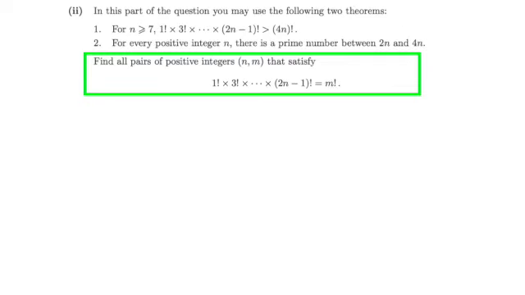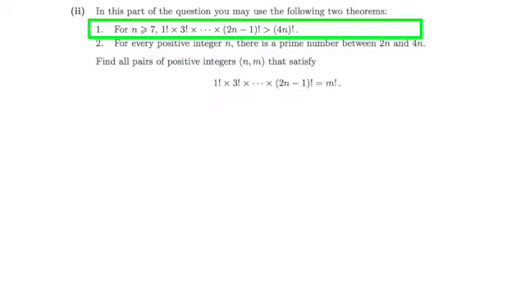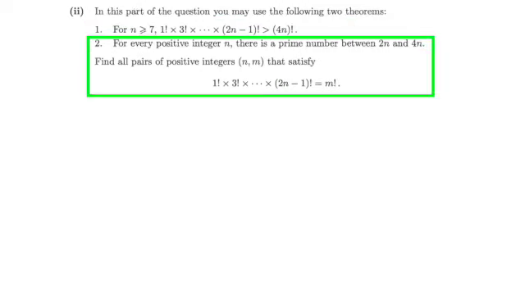So in the second part, we need to find positive integers m and n which satisfy the equation 1! × 3! × ... × (2n−1)! = m!. We are given two results we can use. The first one gives us a lower bound straight away for the left hand side of the equation. The second result, which says that there's a prime number between 2n and 4n, is rather famous and is better known as Bertrand's postulate. Using these two results only, let's try and solve the equation above.